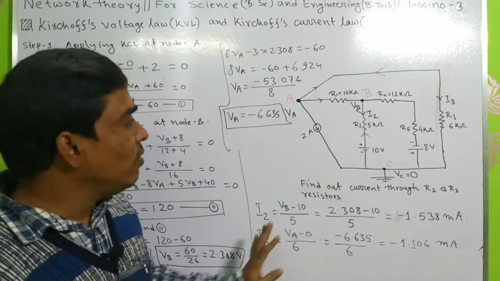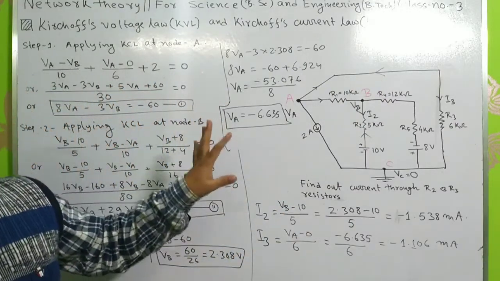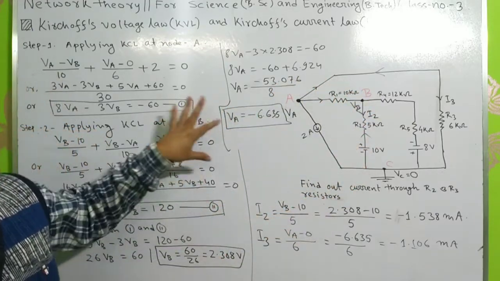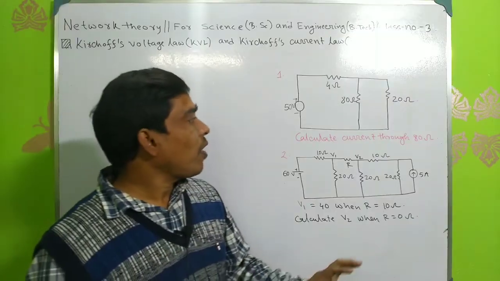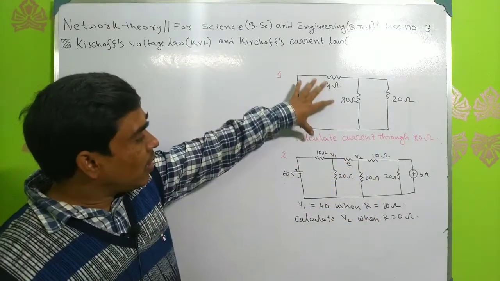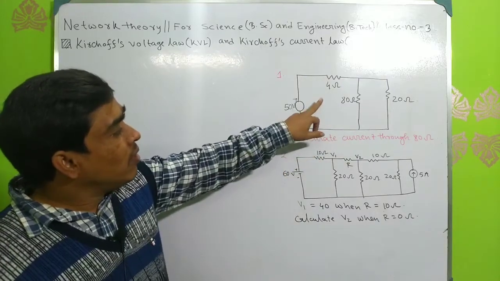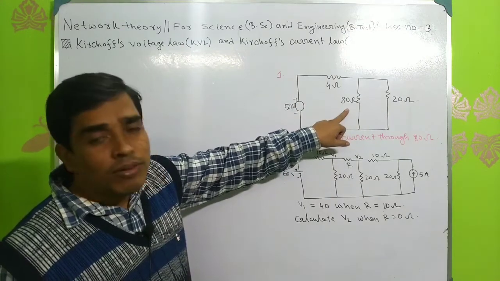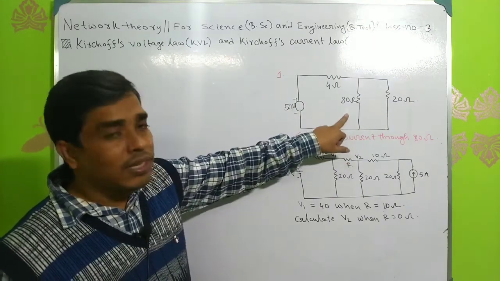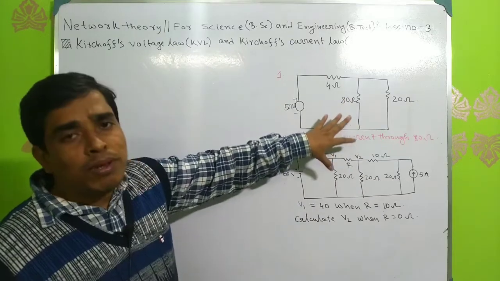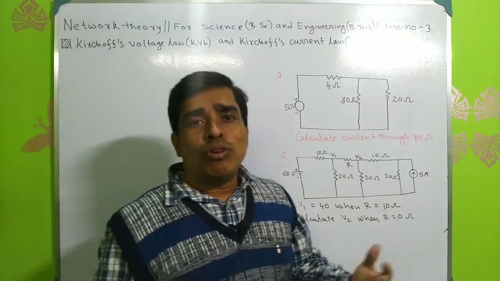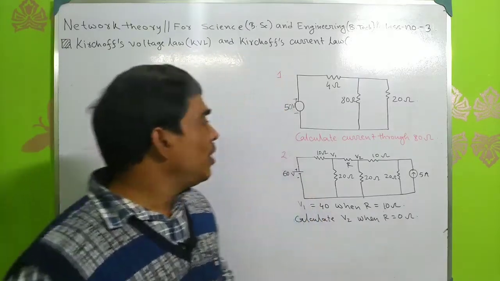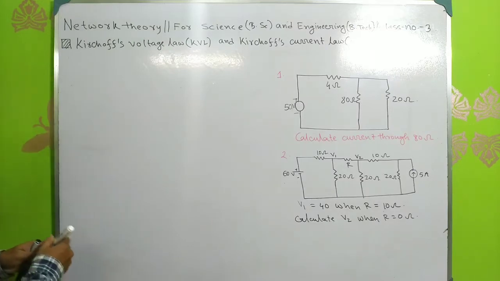Okay, so this is the problem. Here you should apply this technique to solve. Here you see another two problems. In this problem you have to calculate the current through the 80 ohm resistance. All these problems I will try to solve using Kirchhoff's voltage law and Kirchhoff's current law.